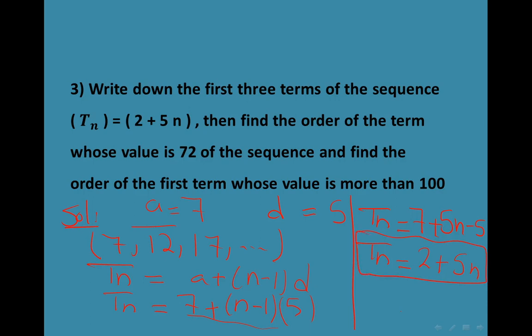For any arithmetic sequence, you can find a general term rule for this sequence by using this rule: Tn equals A plus n minus 1 times D. You can find a general term rule in its simplest form for this sequence.